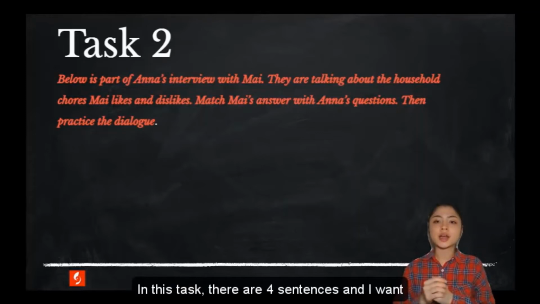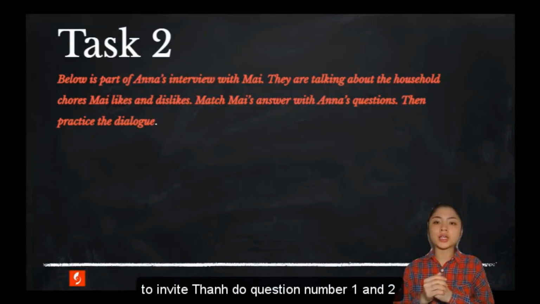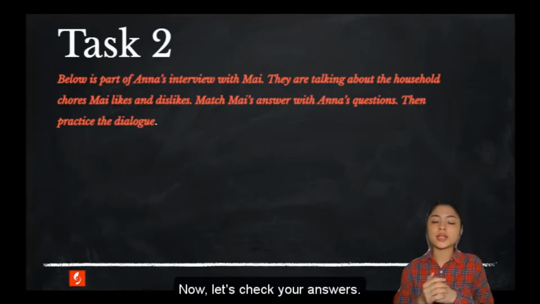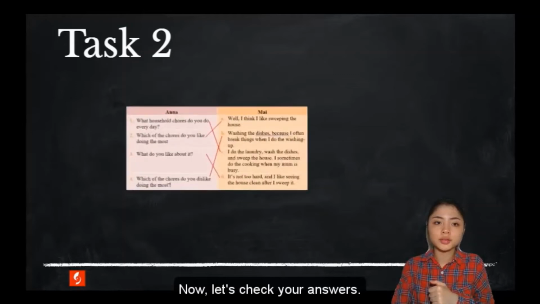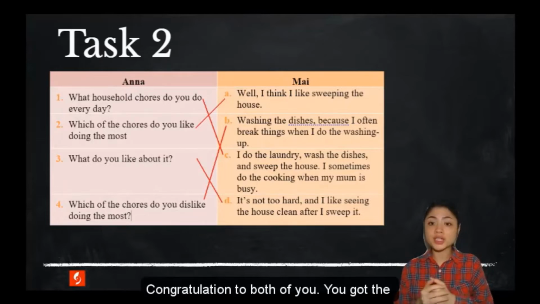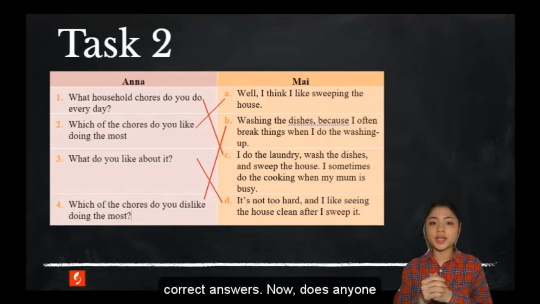In this task, there are 4 sentences. I want to invite Thanh to do questions number 1 and 2, and Thuong will do questions number 3 and 4. Now, let's check your answer. 1C, 2A, 3D, and 4B. Congratulations to both of you. You got the correct answer.